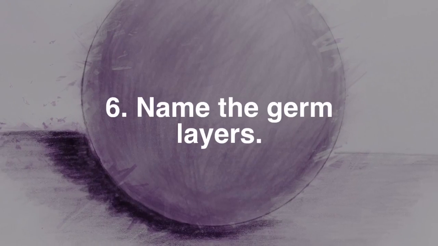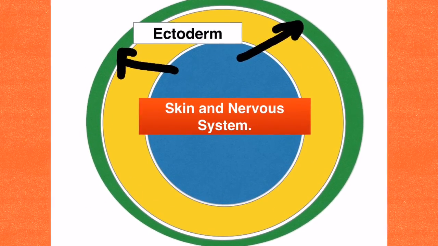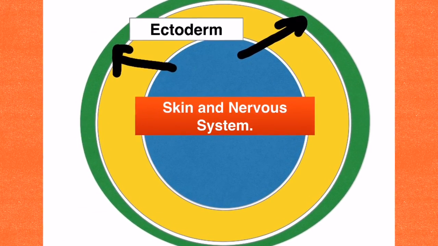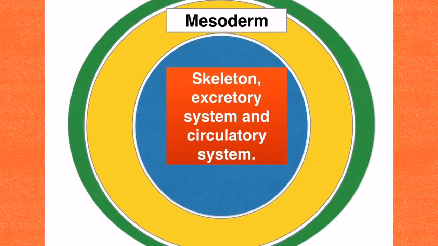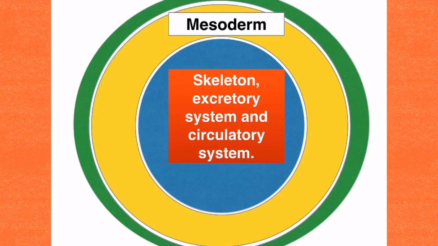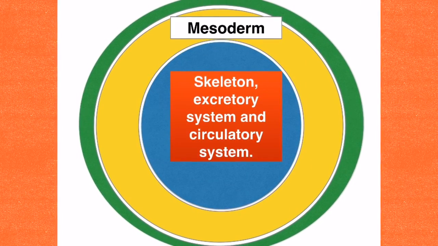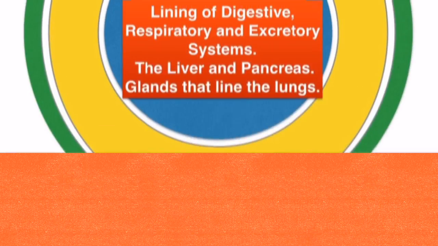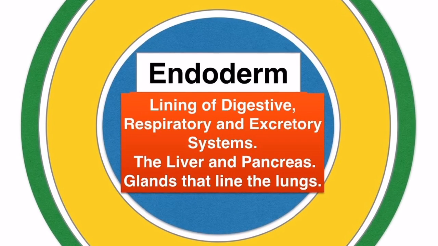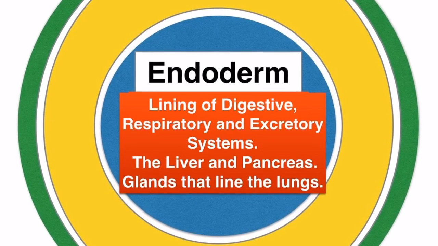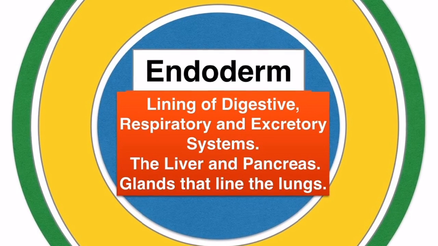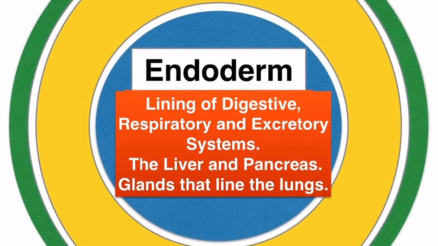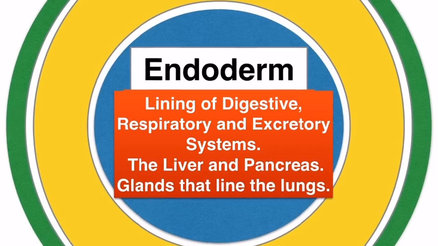Name the germ layers. The outermost one is the ectoderm, and it gives rise to the skin and the nervous system. The middle germ layer is the mesoderm, and it gives rise to the skeleton, the excretory and circulatory systems. And the innermost germ layer is the endoderm, and it gives rise to the lining of the digestive, respiratory and excretory systems. It also gives rise to the liver and the pancreas and those glands that line the lungs.